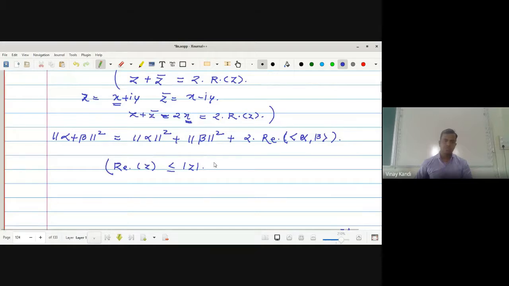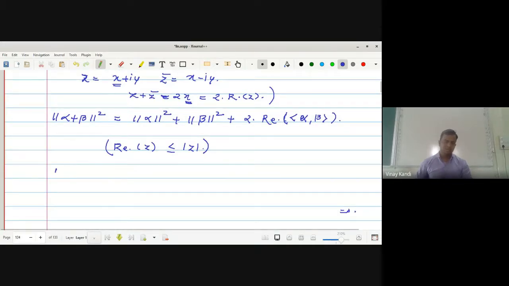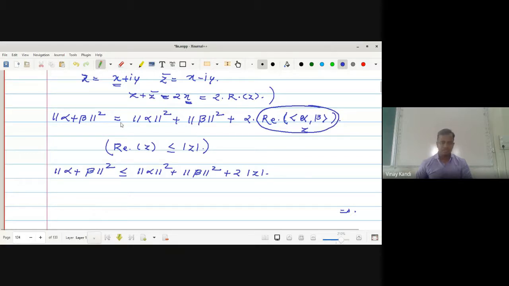Okay, so using this property, this one is norm square of alpha plus beta. So instead of the equal to sign, this is now less than or equal to. Norm square of alpha plus norm square of beta plus this two is as it is. Now real part of z is less than or equal to mod z. If this is the quantity, then the equal quantity comes. This is the equality sign. Here we put a bigger quantity than this in this equation, so the equation becomes less than or equal to.